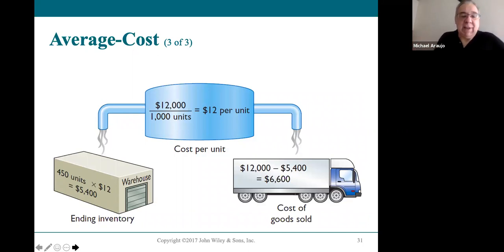Here's a beautiful illustration. Here, I actually have this in my bedroom. And so here what you have is the total amount of money you spent on the inventory divided by the total amount of units you bought with that. So that gives you the average cost per unit. You know you have a certain amount of units left in ending inventory. You multiply it by the average cost of 12 bucks. You know you sold so much. That's your cost of goods sold.